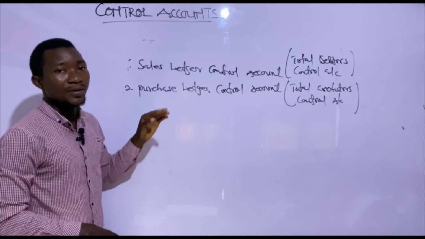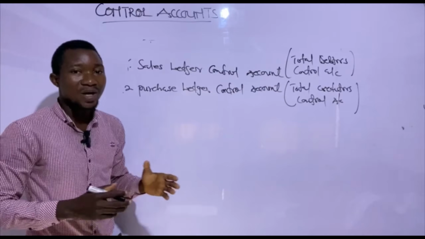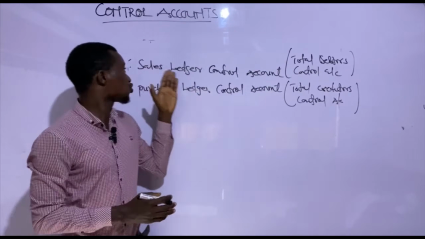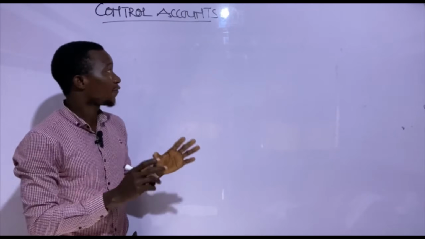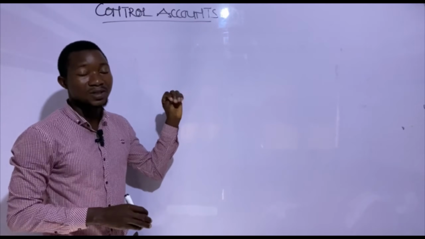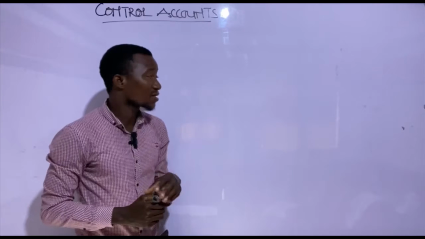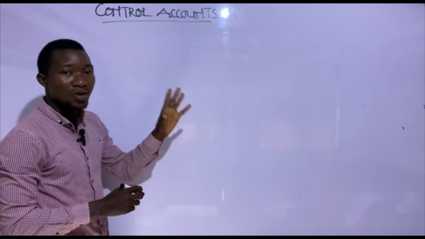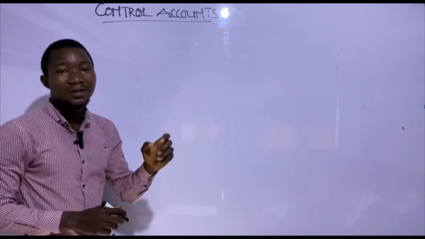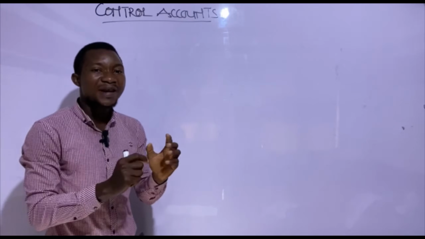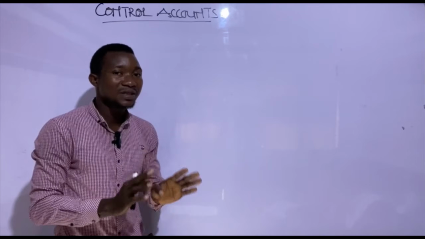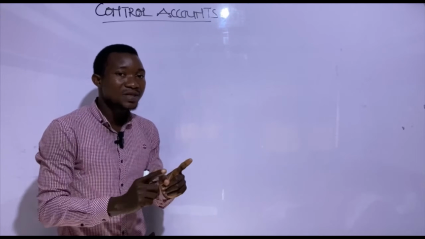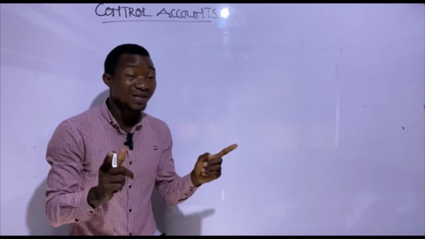Is this clear? Good. So now let's look at the structure and the format of these two control accounts. Before we even look at the structure and the format of these two control accounts, I want you to understand this. Because we say that the control accounts are accounts that are prepared to show in a summarized form all the individual items that are found in the personal ledgers. Let's try to see how this will appear practically.